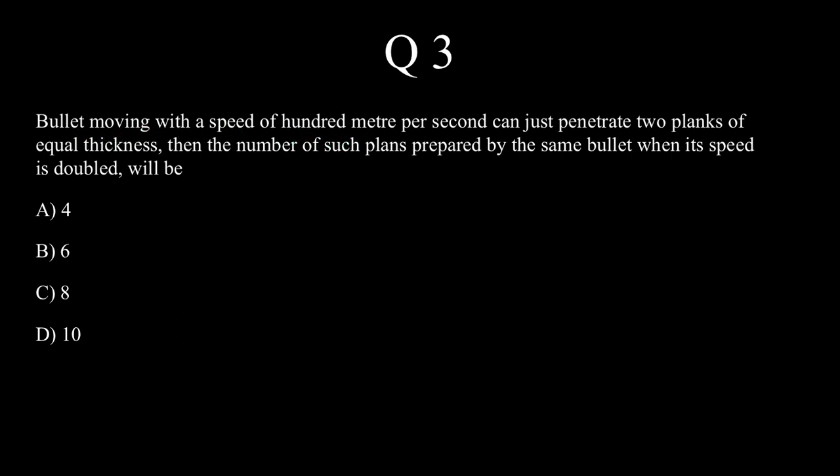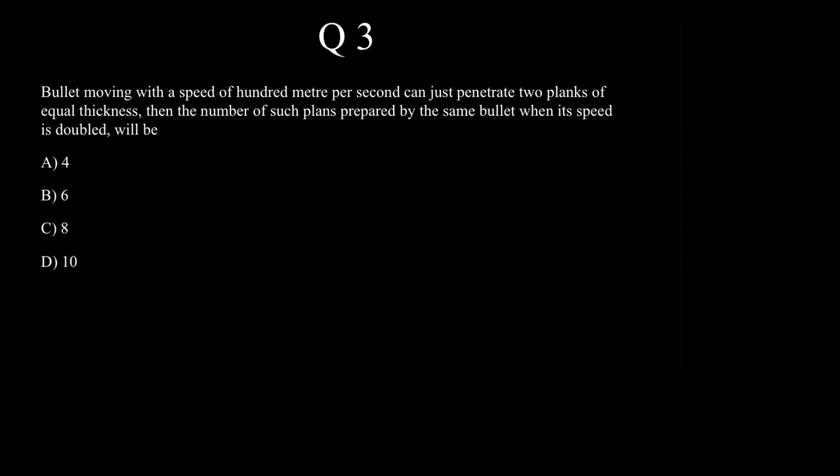A bullet moving with the speed of 100 meters per second can just penetrate 2 planks, which means after penetrating 2 planks of equal thickness, it will come to rest. Then the number of such planks required by the same bullet when its speed is doubled would be?